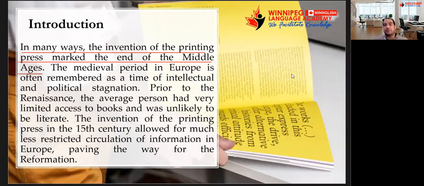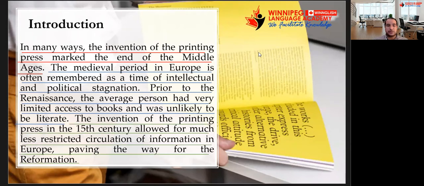Now moving to the second part, which is the background information, and it will be the section. And the last section will be our thesis statement. And this is the thesis statement, starting from the words, the invention of the printing press in the 15th century allowed for much less restricted circulation of information in Europe, paving the way for the Reformation. Thank you, Sarah. All right, so moving on to the body.